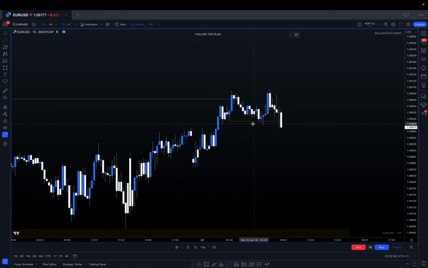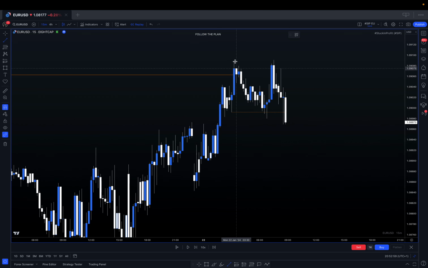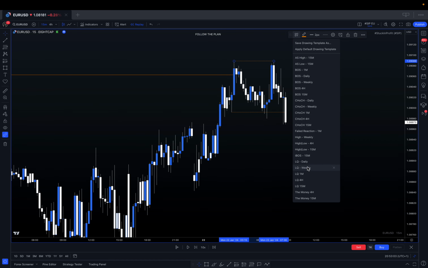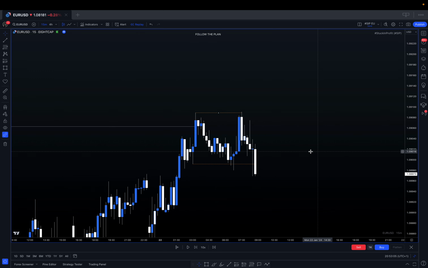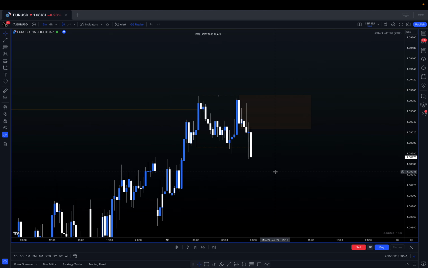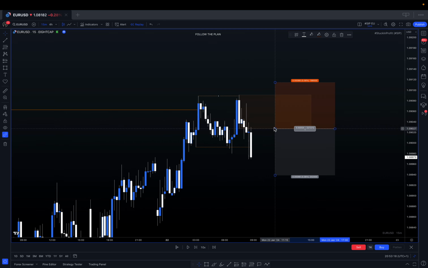Now, if you look at this, let's be super clinical. This is a sweep of the high. Price swept the high, giving us a sweep of liquidity, right? And now with that, we have a sweep zone. We can draw this. Okay, so with this now, a break of chalk, a bearish chalk, we expect a retest and then a continuation to the downside.